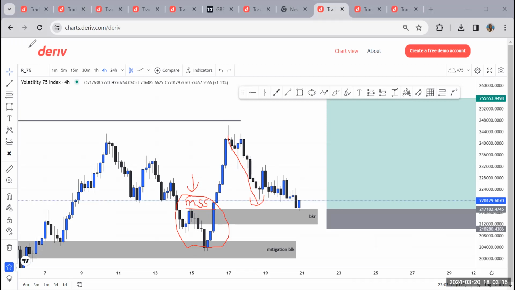Okay. So that can be your demand zone. It can be your fair value gap. It can be your order block. It can be your mitigation block. It can be your breaker blocks. And in this case, what I see is a whole lot of them happening.